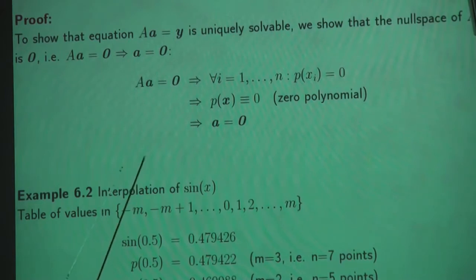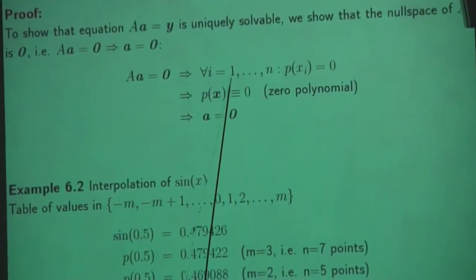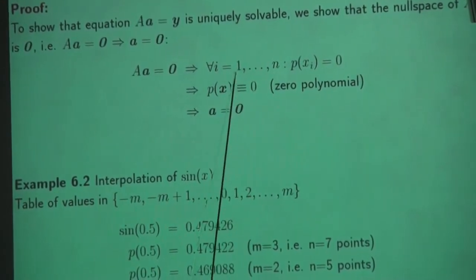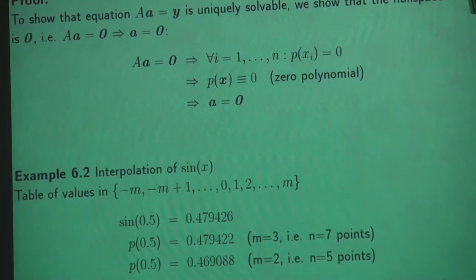Or you could see it differently. This 0 here is the replacement for the y vector, and the y vector are the values of our points. So now we have a couple of points just on the x-axis. Now look at this. For n points, we have p of xi is equal to 0: p of x1 is 0, p of x2 is 0, up to p of xn is 0. And our polynomial has degree n minus 1.